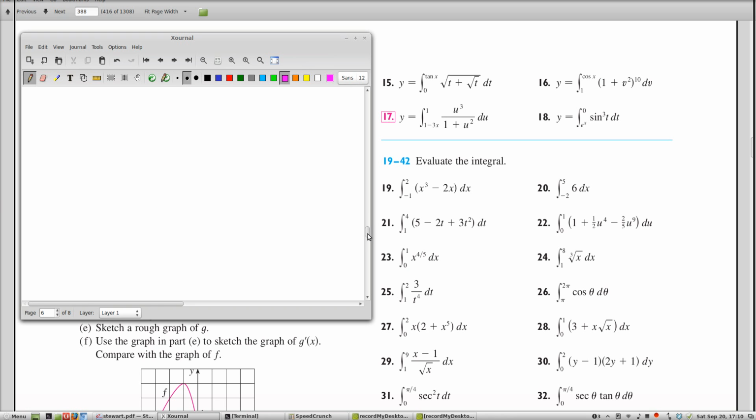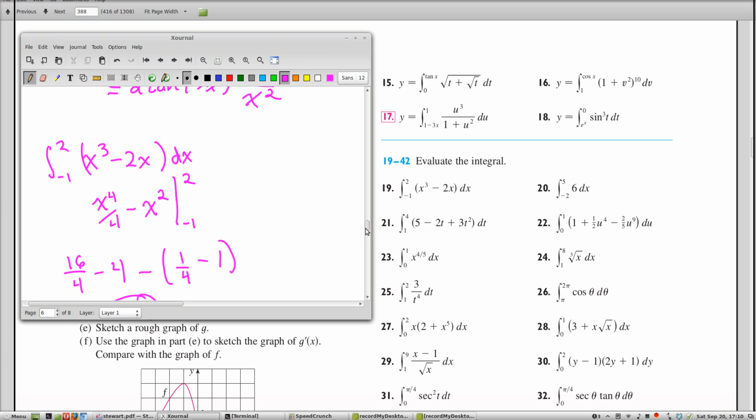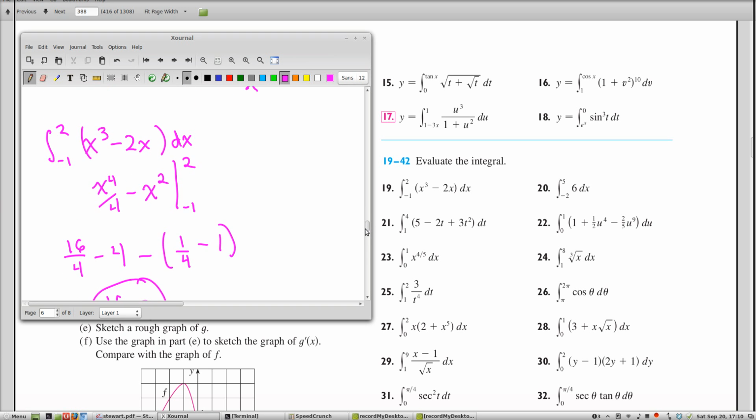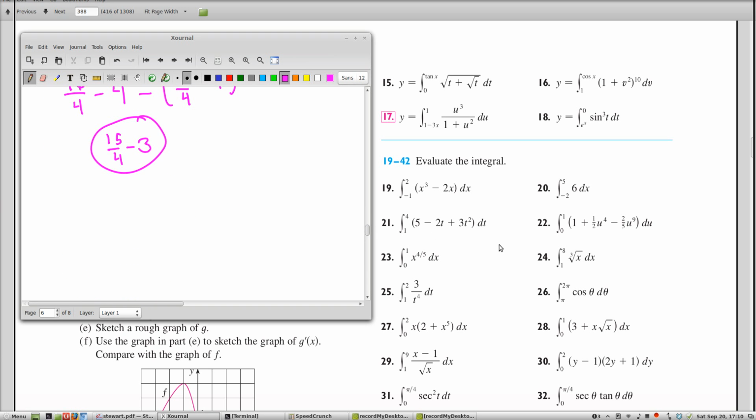And so what do we got after we clean all this mess up? We've got, this makes 15 over 4, and this is negative 4 minus minus 1 is negative 3. So we've got 15 over 4 minus 3, and that's good enough for me. It's good enough for you. So a lot of these are just playing around with what I just did here.